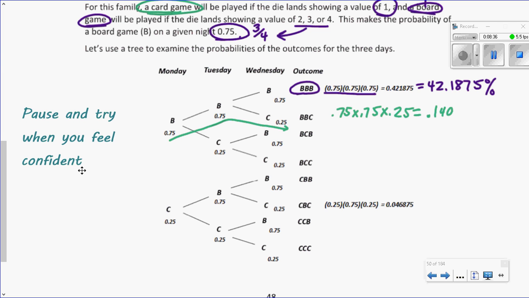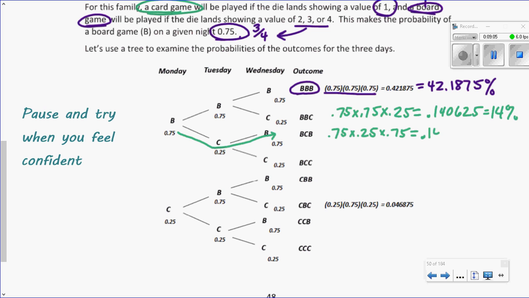0.140625. And that equals about 14%. Okay, the BCB is like this, which is 0.75 times 0.25 times 0.75. If you know that mixing up the order of the factors won't change the answer, you can already tell that we're going to get the exact same answer as above.